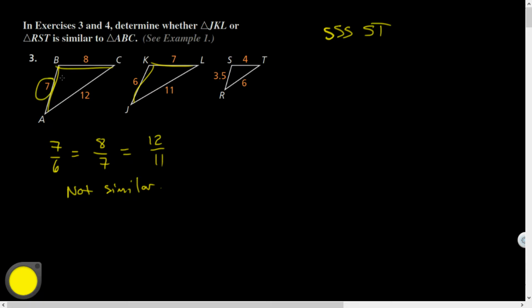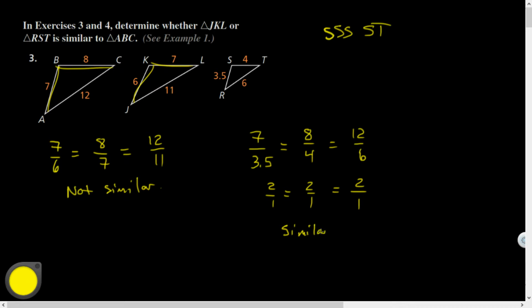So now let's try it for these ones. Once again, I'll compare the smallest to the smallest. So 7 is to 3.5 as 8 is to 4, as 12 is to 6. And it looks like that reduces to 2 to 1, and 2 to 1, and 2 to 1. So these are similar, by the side, side, side similarity theorem, right? So that's what I had to do.